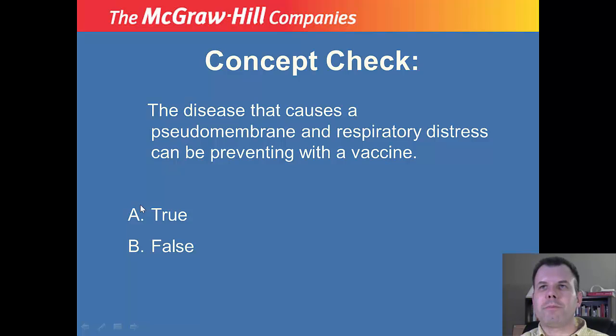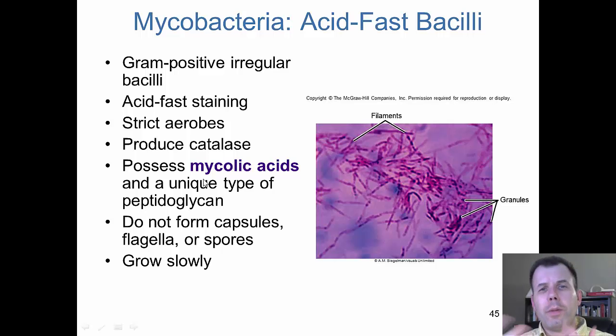Good job. All right, so the next group of bacteria we're going to be talking about are the mycobacteria. And the mycobacteria include tuberculosis and leprosy. There are a couple other ones I just want you to be aware of. We'll talk about it at the end. But the Mycobacterium tuberculosis is the one that we're going to spend a few minutes on here in just a few minutes.